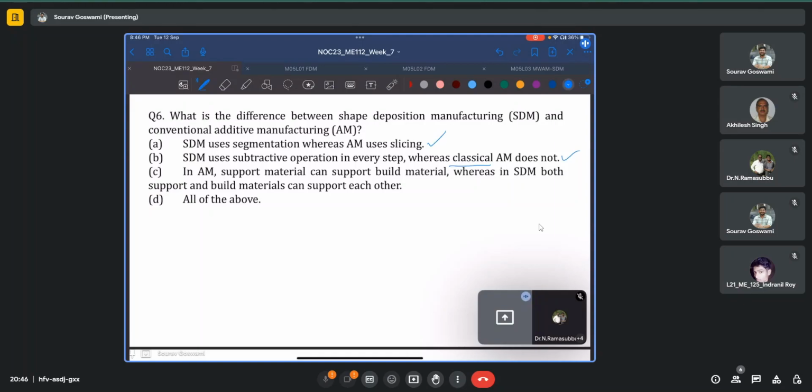In AM, the support material can support the build material. I mean, it is obvious from the name. The support material is actually used to deposit the build material. Whereas in SDM, both support and build materials can support each other. This is also true, and this was evident in the example that we encountered. Based on the deposition sequence, you can either deposit the build material first, finish it, and then deposit the support material and then finish it, or we can deposit the support first, finish it, and then deposit the build material and finish it as well. So based on the type of feature that we're depositing in that segment, we can deposit them in either order. Thus, all of the above are true.